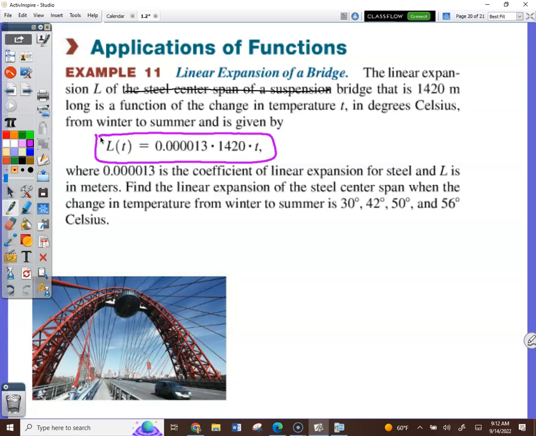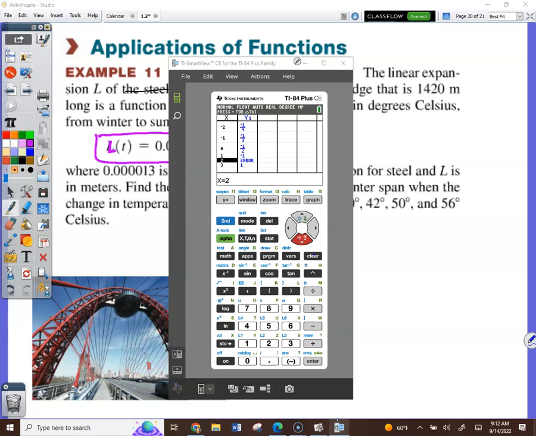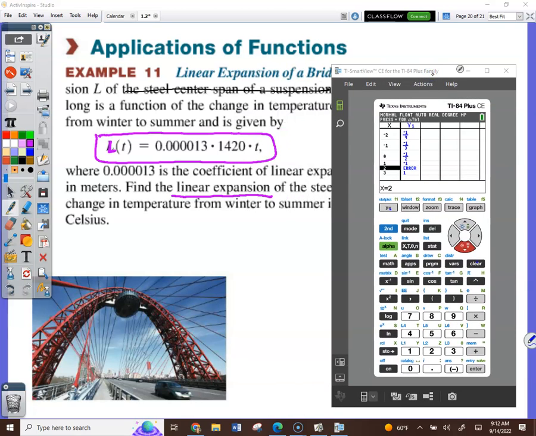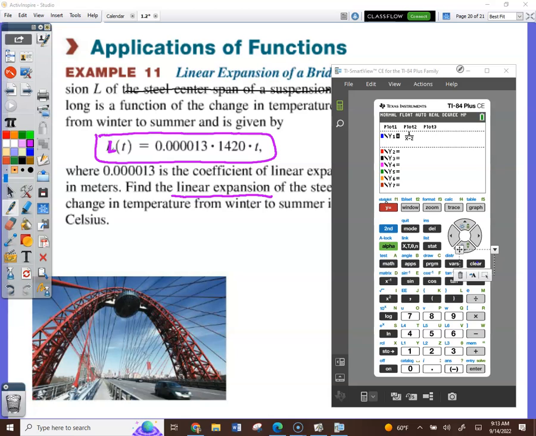They're telling you L stands for the linear expansion, capital L. T stands for the temperature at that specific time. Here are specific temperatures. What is L? Plug it in. All it is. Now, because you do have four values, it would be faster here. This is where you think smarter, not harder. It would be faster to go to Y equals and type the function in Y equals, because then you can go to table and find those values, and then all your answers are right there. If you don't want to do that, then just go to the home screen and type that every time, and then type the numbers.